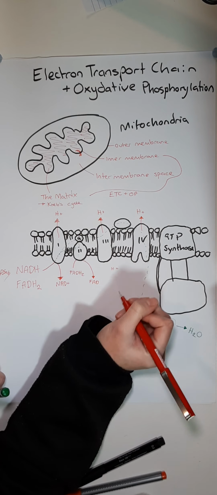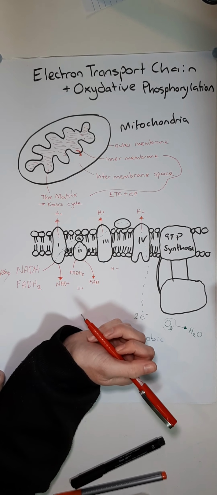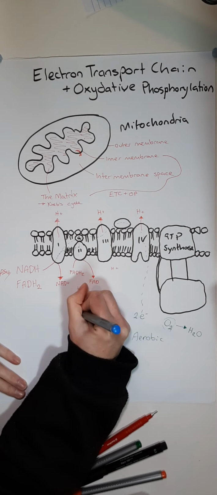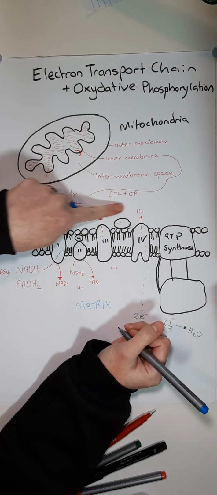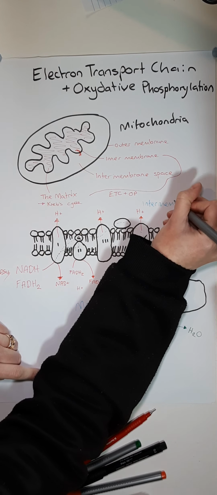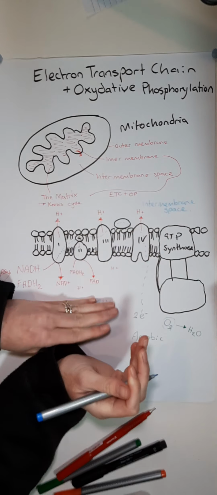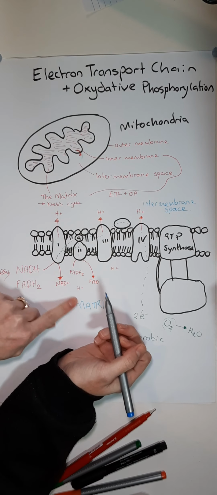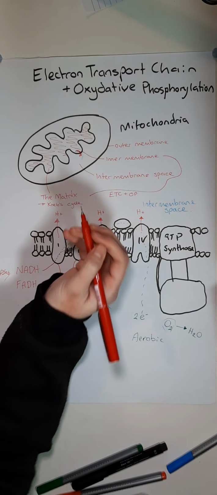So there's a few of these hydrogens floating around here, but most of them are over here. Now I've forgotten to label these, so let's put some labels in. We've got in here the matrix, which we saw up here. Out here we've got the intermembrane space. Great, so we're going between the matrix and the intermembrane space like we talked about before. So we're pushing these hydrogens out into the intermembrane space to try and create a gradient.